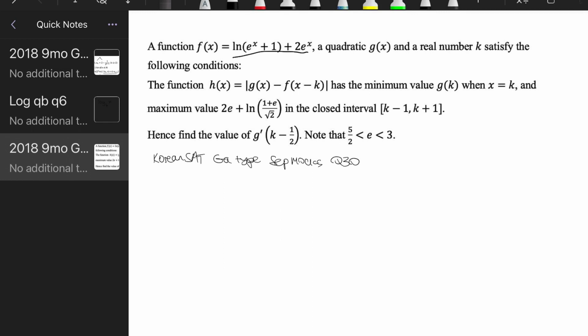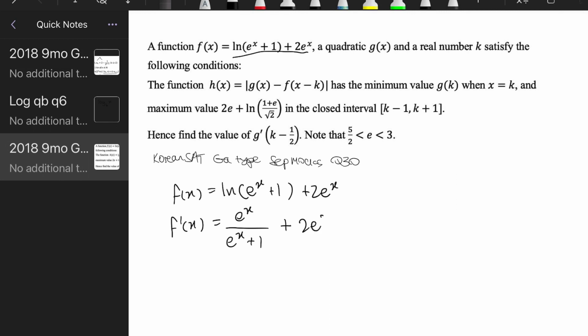We'll start by attempting to draw or at least have an idea of each of the functions f of x, g of x, and h of x. So we'll start with what's clearly defined, which is f of x. What we can first do is try differentiating it. f of x equals ln(e^x + 1) + 2e^x. If we differentiate that, from the chain rule, we'll differentiate e^x + 1 at the top, so we just get e^x, and at the bottom we get e^x + 1. And at the end, that will just be 2e^x.